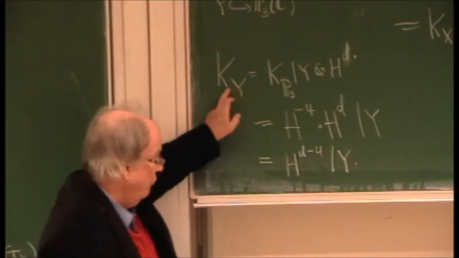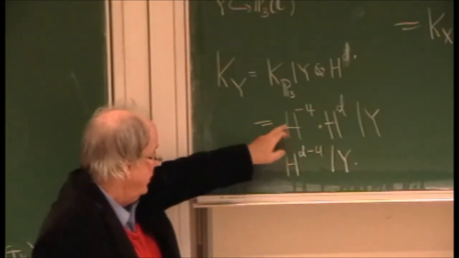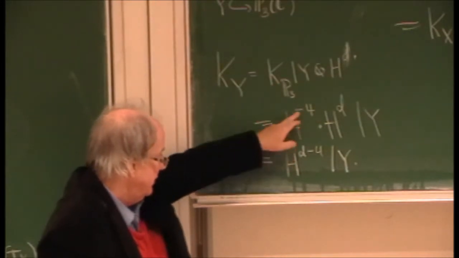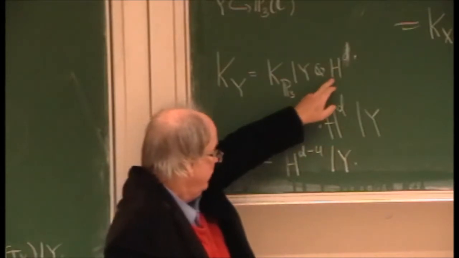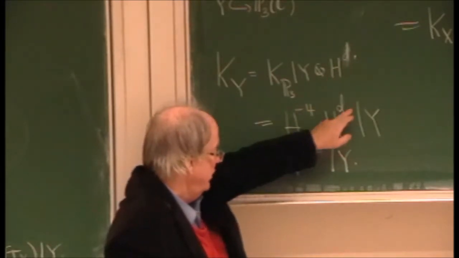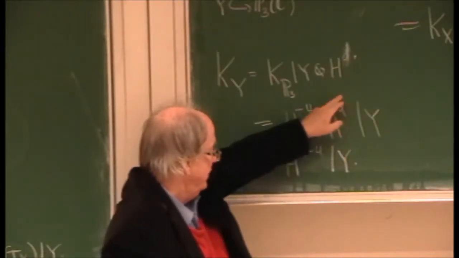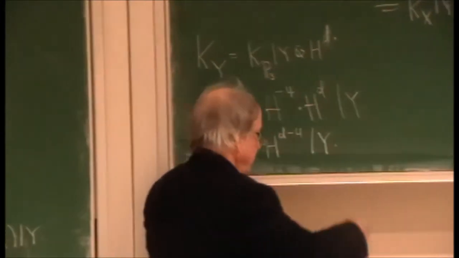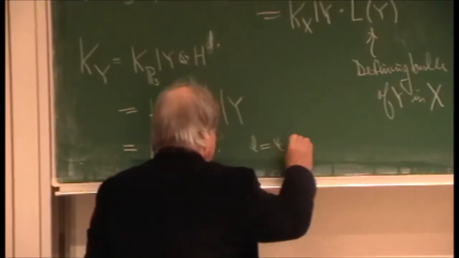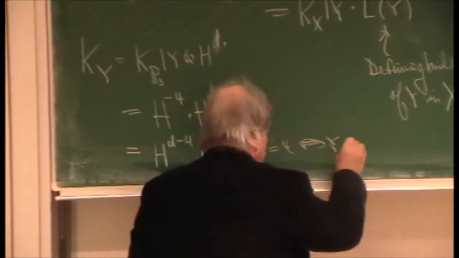You use the adjunction formula. You do a computation of what the canonical bundle of P3 is. The canonical bundle is minus 4. A surface of degree d is given by a homogeneous polynomial of degree d. It's a section of this bundle. So you get d minus 4 here. So d equals 4 if and only if Y is a K3 surface.